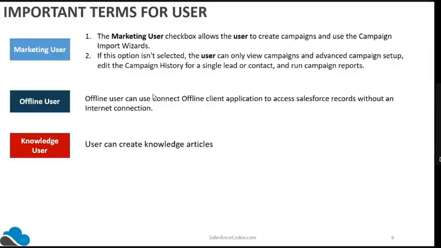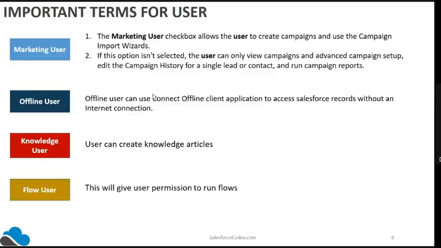Next, we have a knowledge user. If you want a user to create knowledge articles, which are normally used by agents or customer support, for example, what problem the customer has given and what solutions are available in our system, for that we normally create articles. Whether the user can create those articles or not depends on this: if we enable it, then only they can create a knowledge article. Otherwise, they will not be able to create knowledge articles.